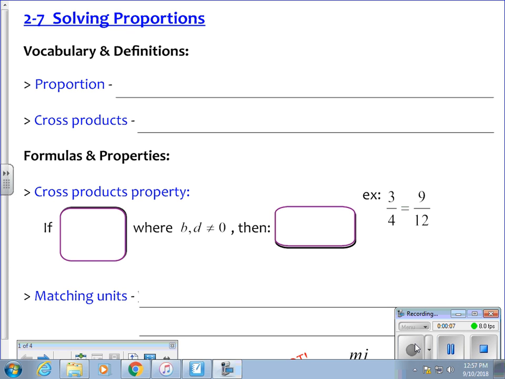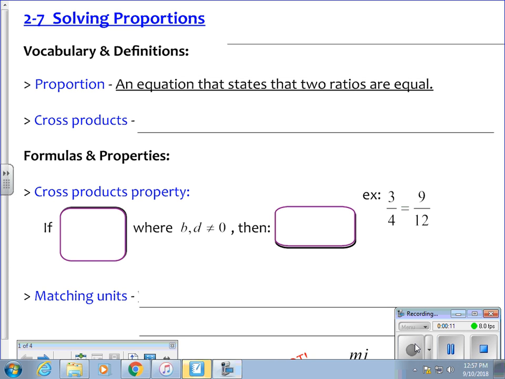Okay, so today we're going to work on solving proportions. A proportion is an equation that states two ratios are equal, i.e. two fractions. 1/2 equals 3/6. That's a proportion. Okay, proportions are extremely useful.